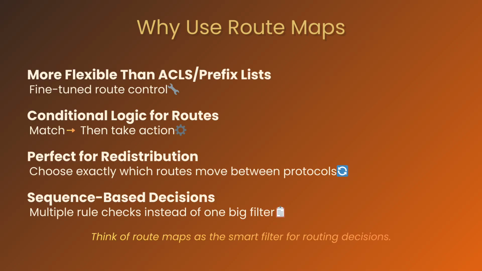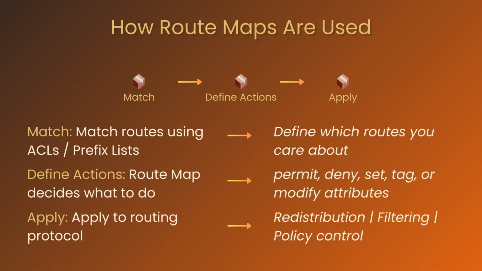Another big advantage is that route maps allow you to build multiple sequences. Each sequence can match different things and apply different actions, all under one policy name. So instead of multiple ACLs doing multiple jobs, you can combine all your logic into a single route map and apply it cleanly. That's why route maps are used across routing protocols. They're simply more powerful.